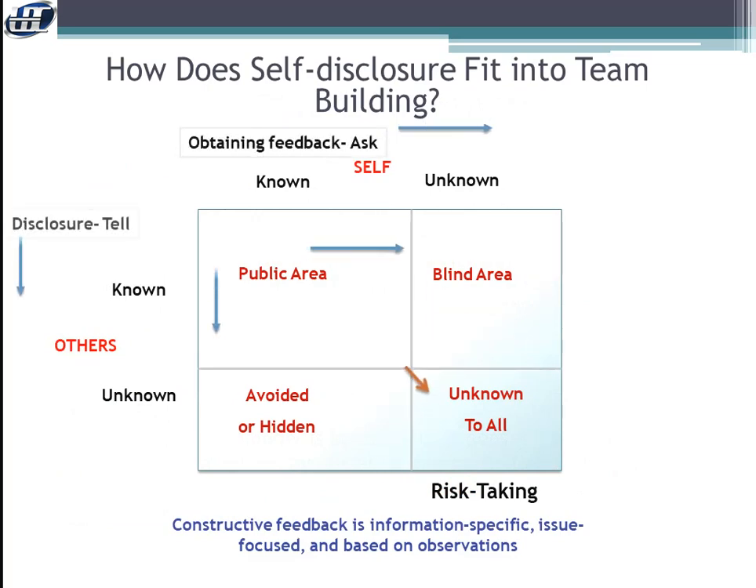To give you more illustration, here we have two criteria. The known to self and the unknown to self, and the other criteria, the known to others and the unknown to others. And then out of that we have four areas: the public area, then the blind area, the avoid or hidden area, and the unknown area. So the constructive feedback should be informative, specific, issue focused, and based on observation. And as you can see, risk taking will be higher if we deal with people where the area of unknown to self and to others is high.